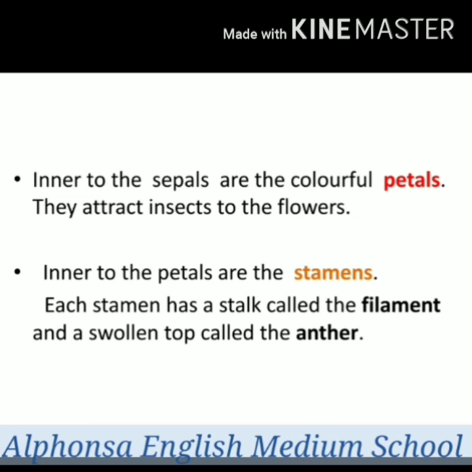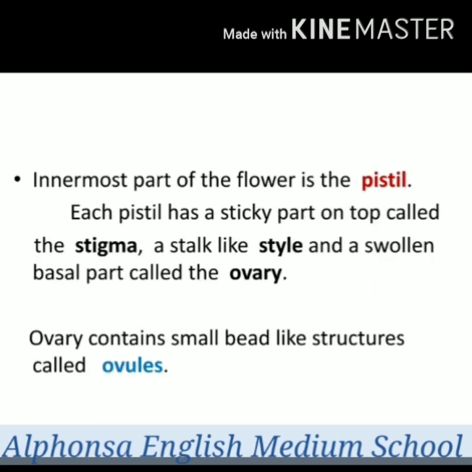Inner to the petals are the stamens. Each stamen has a stalk called the filament and a swollen top called the anther. You can write all this point-wise or as paragraphs. Innermost part of the flower is the pistil. Each pistil has a sticky part on top called the stigma, a stalk-like style and a swollen basal part called the ovary. Ovary contains small bead-like structures called ovules. So this much is needed for the explanation of parts of a flower.